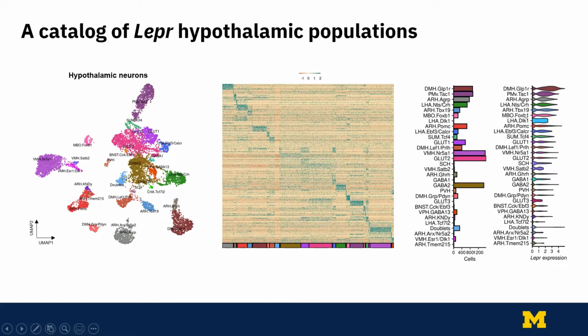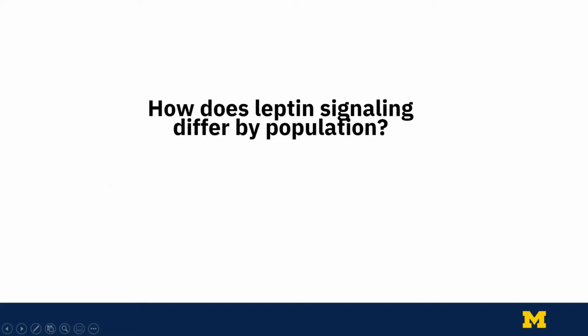And what we found is that while AGRP and POMC are among the populations with the highest levels of leptin receptor expression, we identified a novel population that has marker genes enriched in the dorsomedial hypothalamus and expresses the GLP-1 receptor that has the highest levels of leptin receptor. It also is a very abundant population, more abundant than AGRP and POMC. So we became interested in this population.